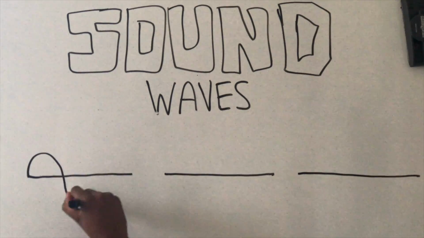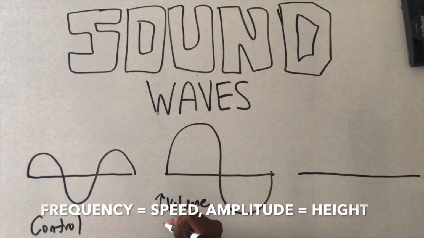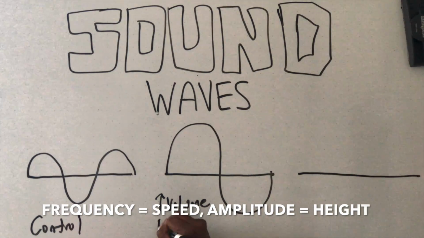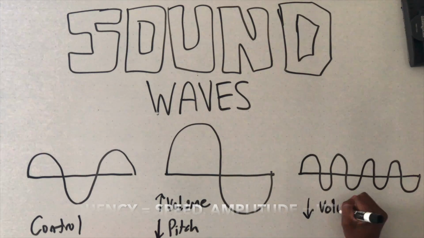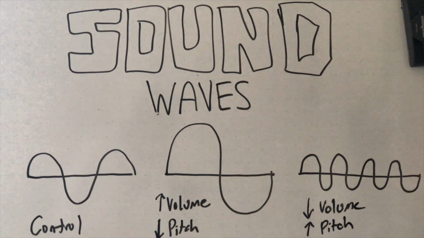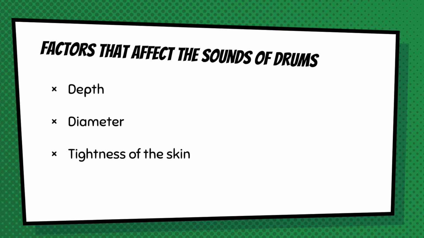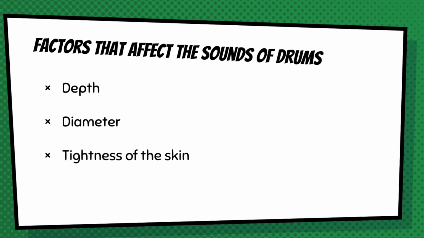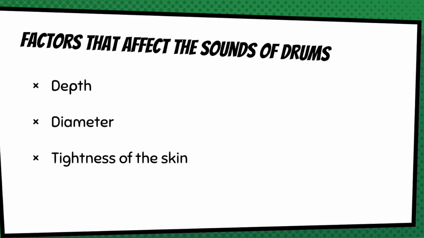Before we talk about the factors that affect the drums, we have to talk about the factors that affect how sound waves sound. Sound waves with a higher frequency will have a higher pitch, and sound waves with a higher amplitude will have a higher volume. There are a lot of factors that can affect how drums sound. It's why one tom-tom sounds different than another one, even though they're the same instrument.